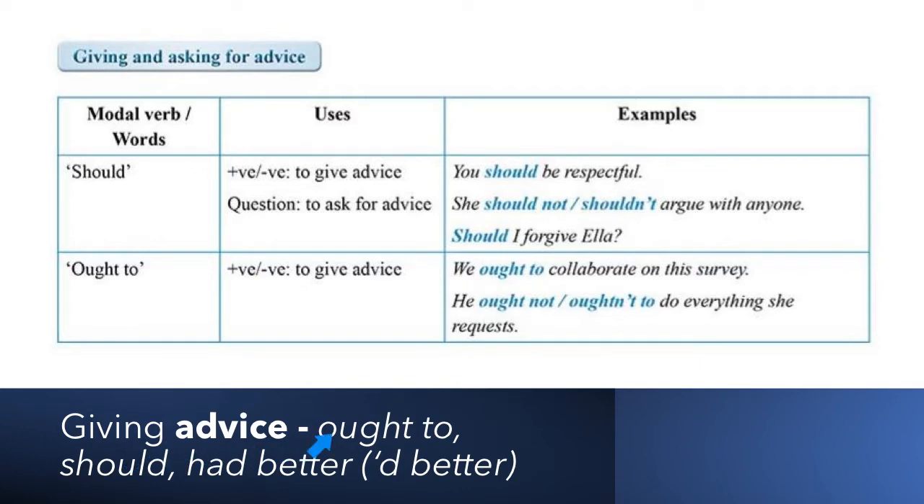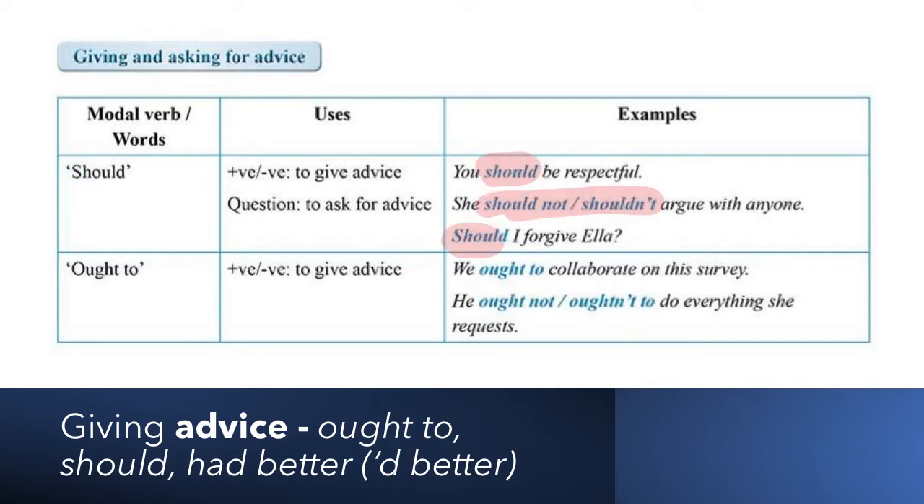Alright, so the first group we are looking at would be the modal verbs used to give advice. They are ought to, should, and had better. Let's take a look at should and ought to first. We use both to give positive or negative advice, and we usually ask questions with should.